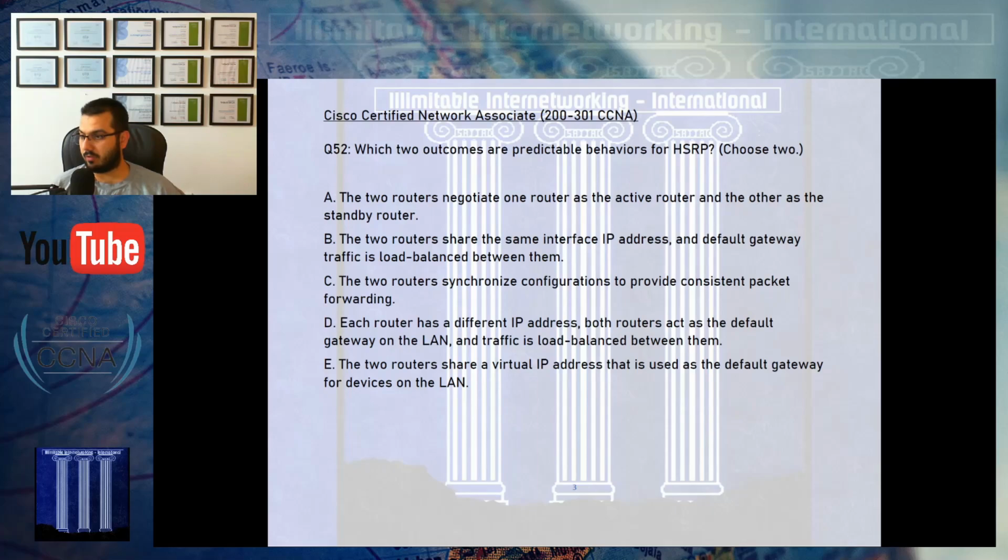Question 52. Which two outcomes are predictable behaviors for HSRP? HSRP is the first protocol that we spoke about back in chapter 4, one of 3 brothers. All of them belong to the FHRP, First Hop Redundancy Protocol. HSRP, the Hot Standby Router Protocol, was only discussed briefly in chapter 4 of this CCNA series. In the CCNP Enterprise, there will be further discussion and implementation about it.